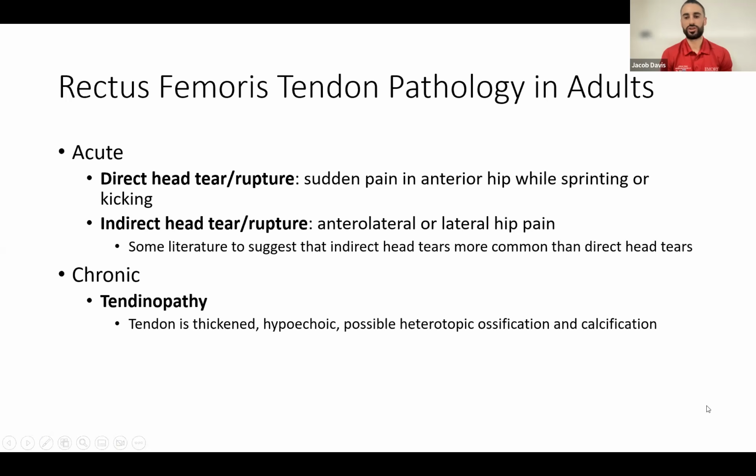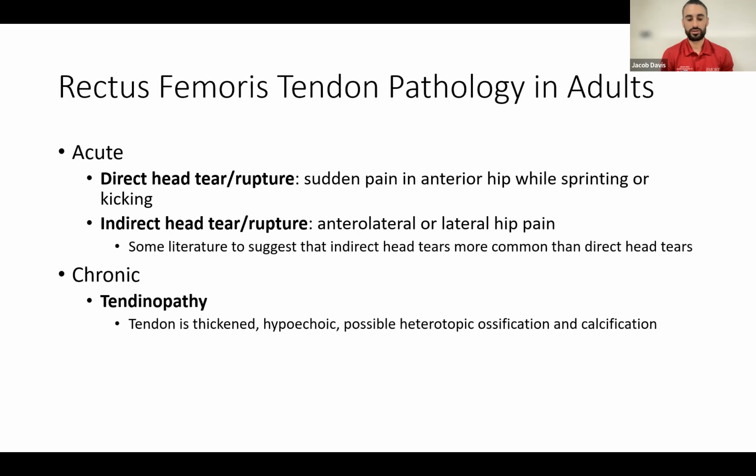Getting into more of the pathology in adults. So you still have your acute and chronic injuries, although growth plates are fused. So the acute injury is going to be a direct head tendon rupture. Could also be an indirect head tendon rupture. Usually it's the same type of mechanism, a sudden jerk on a sprint or a kick. The direct tendon is going to give you more of that pop and that feeling in the AIIS area. And with the indirect tendon, there are reports that say the pain can be more anterolateral or lateral. And even some of the literature suggests that the indirect tears may be even more common than the direct tears.